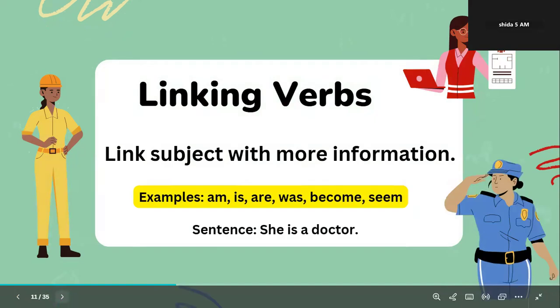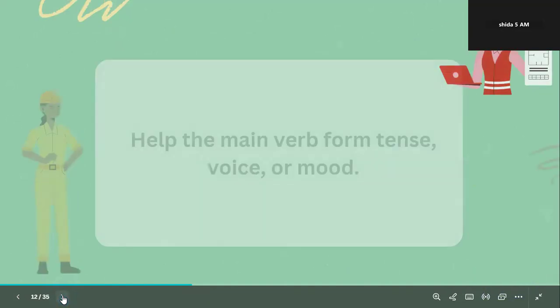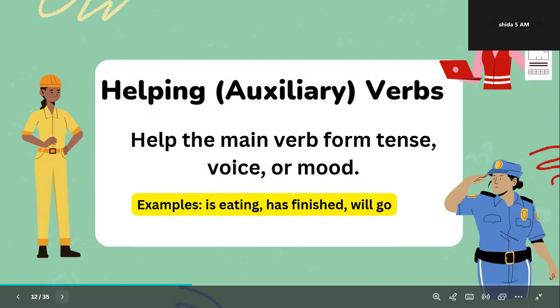Next one is linking verbs. Linking verbs link the subject with more information. For example, am, is, are, was, become, seem. As a sentence, we can form like she is a doctor. The next one is helping or auxiliary verbs. You're quite familiar with this. So, as the name suggests, it helps the main verb form tense, voice, or mood. Examples: is eating, has finished, will go.